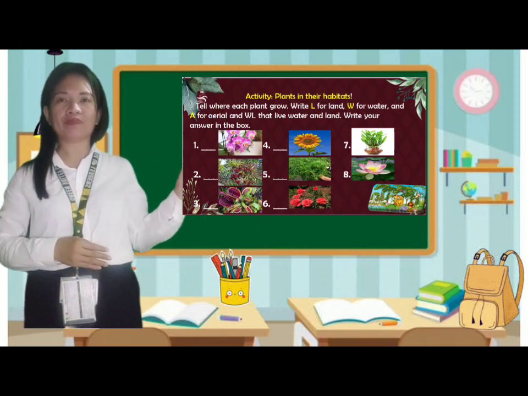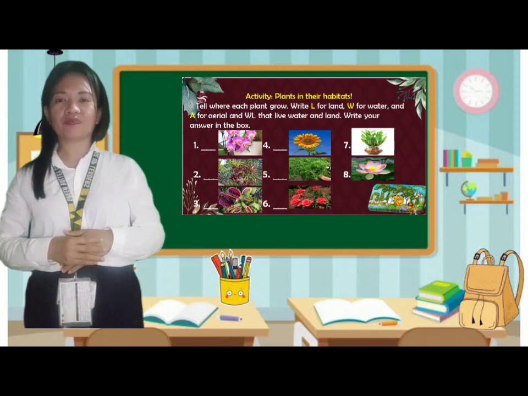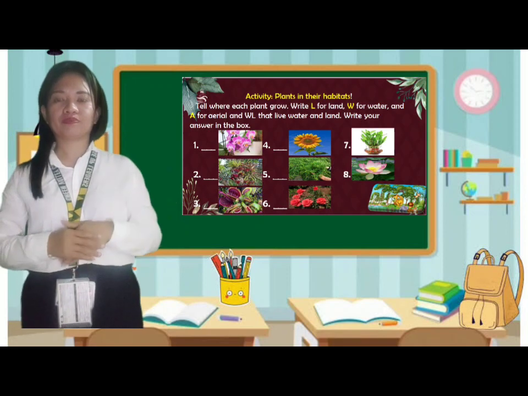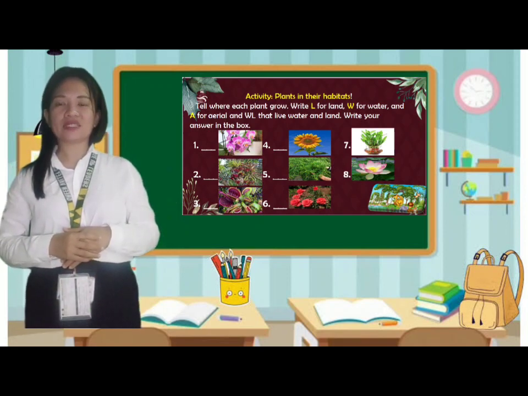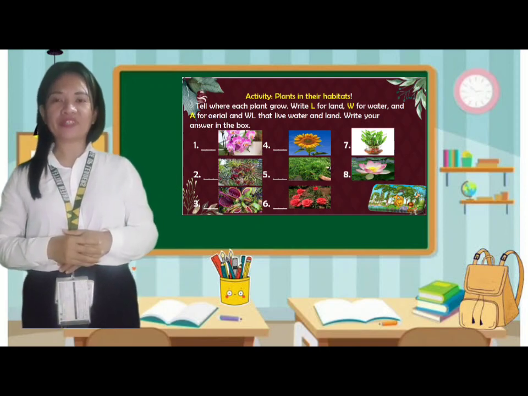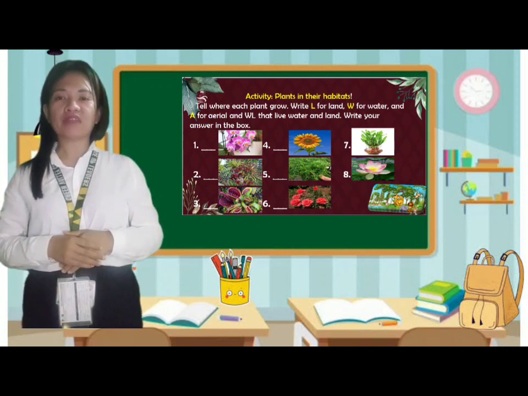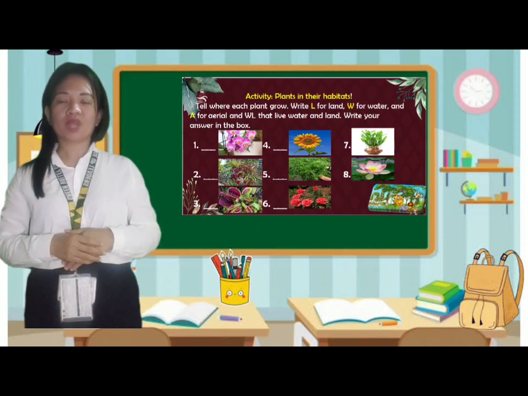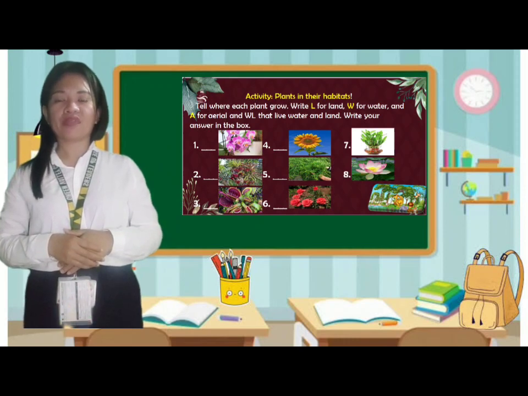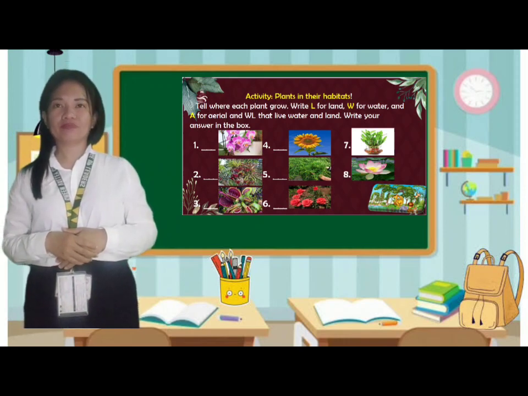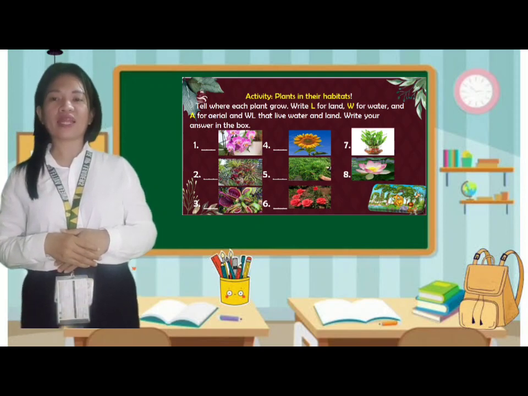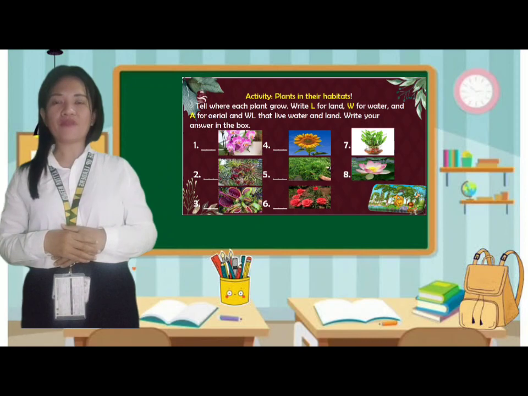Number 1. Orchids. Correct. Aerial. Number 2. Bromeliads. Correct. Aerial. Number 3. Venus flytrap. Correct. Land and water. And number 4. Sunflower. Correct. Land. Number 5. Guso. Correct. Water.